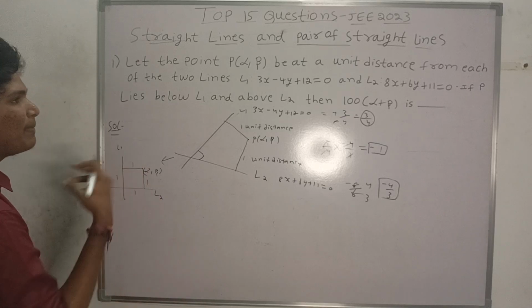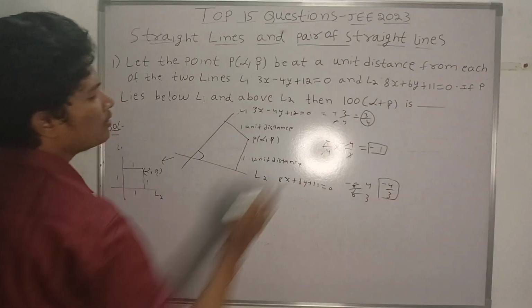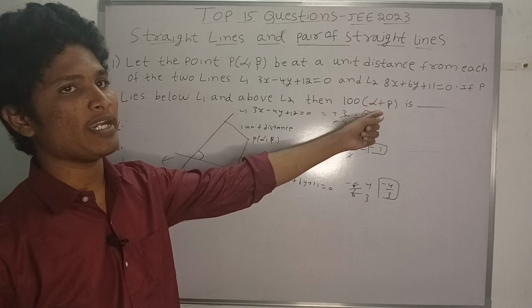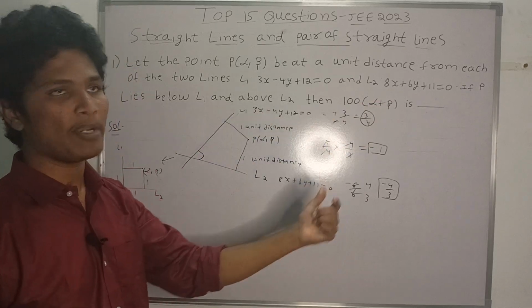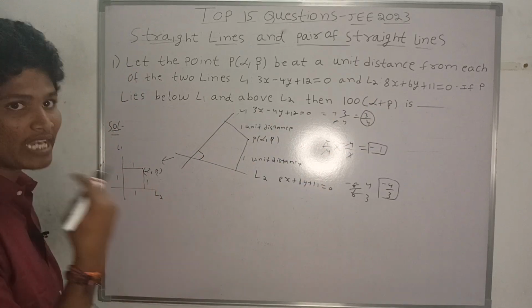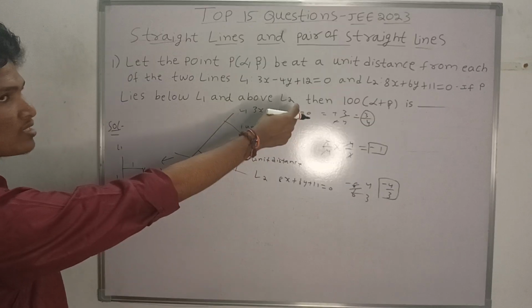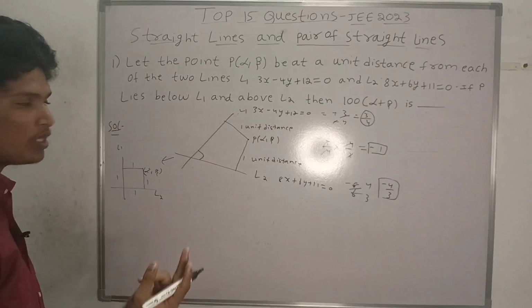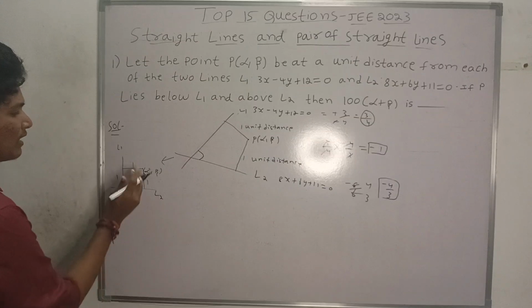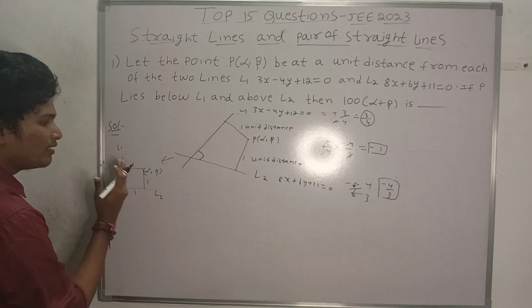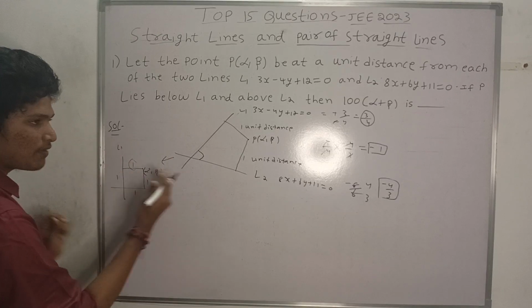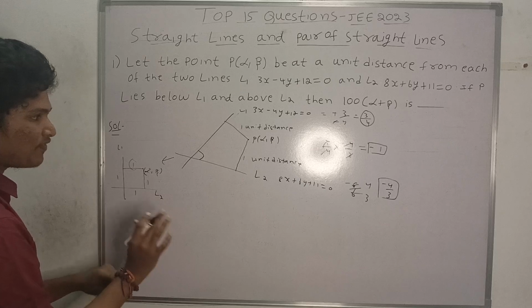And also, here you have to find alpha beta. They are asking 100 into alpha plus beta, so you have to find the point alpha beta. To find alpha beta we require at least two equations, because the unknowns are two. So we have to find two equations. The first equation is that the perpendicular distance from line L1 to the point alpha beta is 1. So that is the first equation.